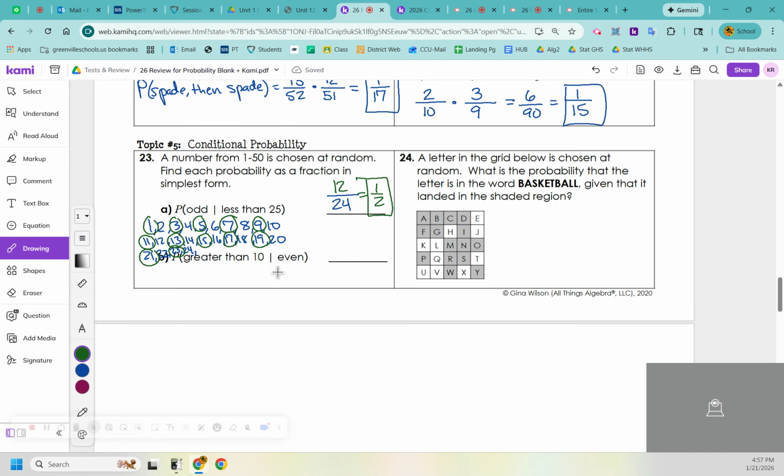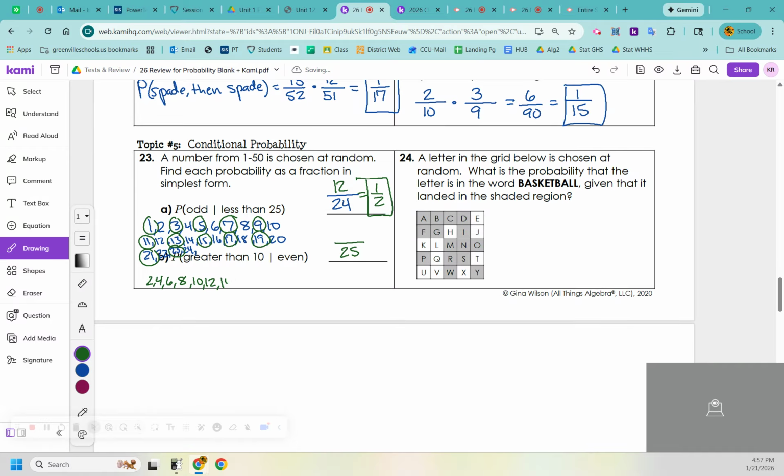Greater than 10 given it's even. So how many even numbers are from 1 to 50? Exactly half. Half of the numbers are even. So that means there are 25 even numbers. We can write them down. 2, 4, right, all the way to 50.